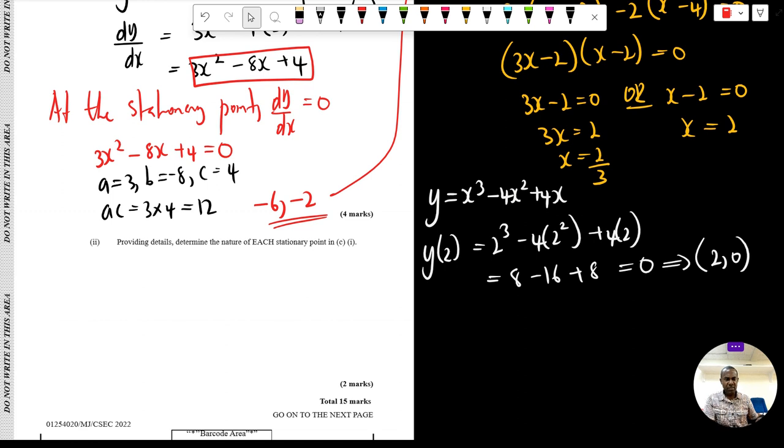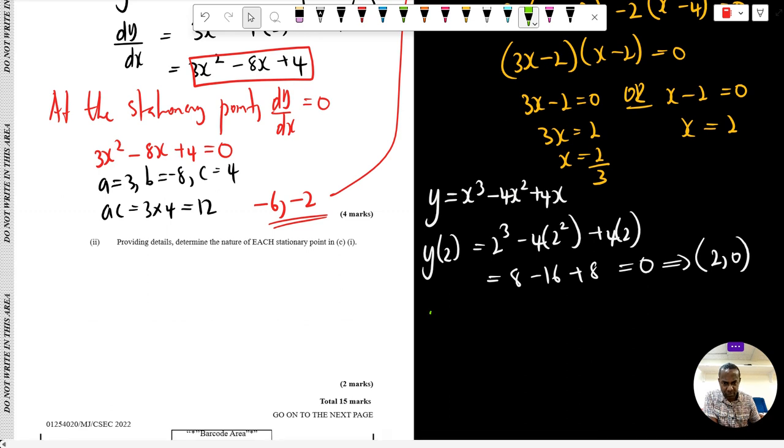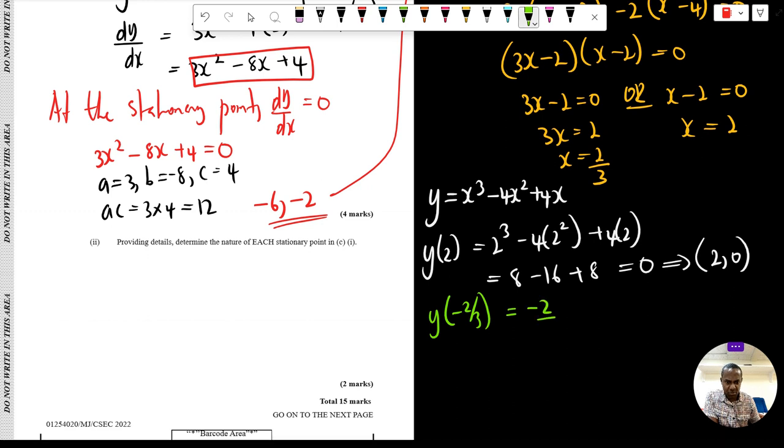Right? Now to find this next point, we must substitute x equals 2/3. So y of 2/3 equals (2/3) cubed minus 4 times (2/3) squared plus 4 times 2/3.